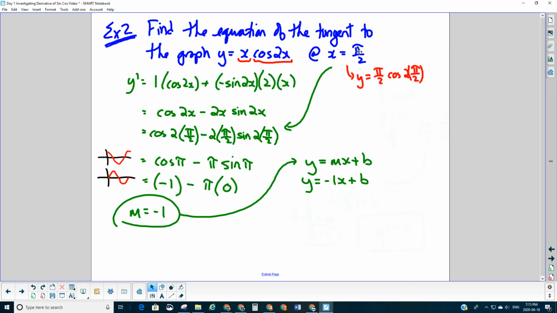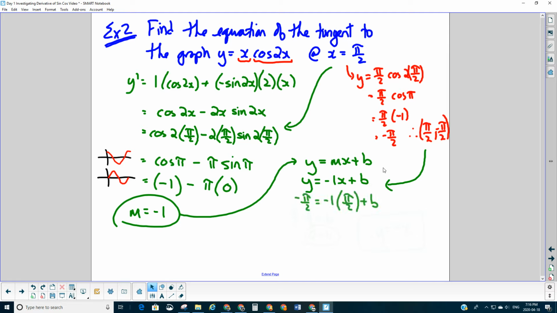Wherever you see x, you're going to put pi over 2. Where you see 2x, you get 2 times pi over 2, which reduces to just pi. So it's pi times cos pi. What's cos of pi? We just discovered that over here. The cos of pi is negative 1. Multiply that by pi over 2, and you get negative pi over 2. So the coordinate where this tangent touches has an x value of pi over 2 and a y value of negative pi over 2.